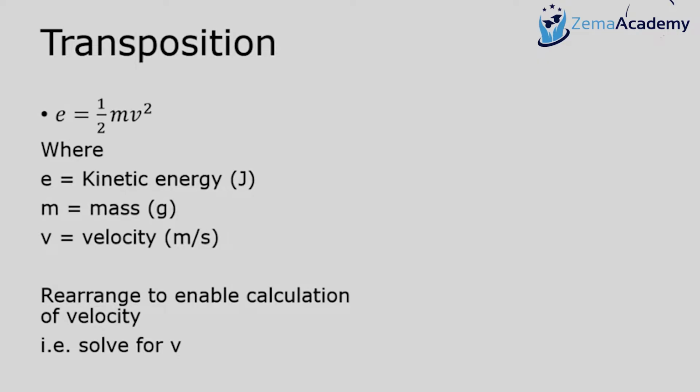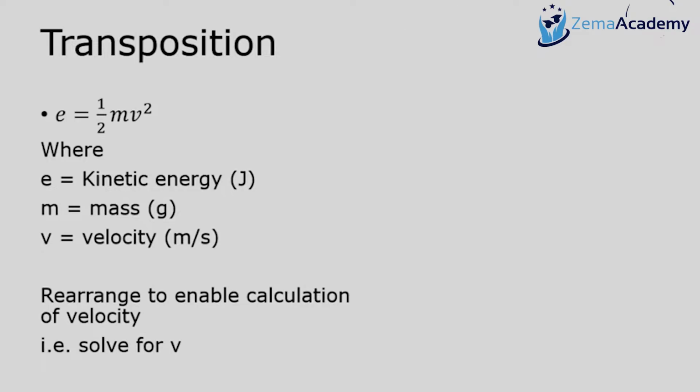Here's a slightly different example. This is one from physics, and it's the equation for calculation of kinetic energy of an object. E equals half mv squared, where E is the kinetic energy in joules, m is mass in grams, and v is the velocity in meters per second. So now I'm going to ask myself to rearrange to enable calculation of velocity, i.e. we're going to solve the equation for v.